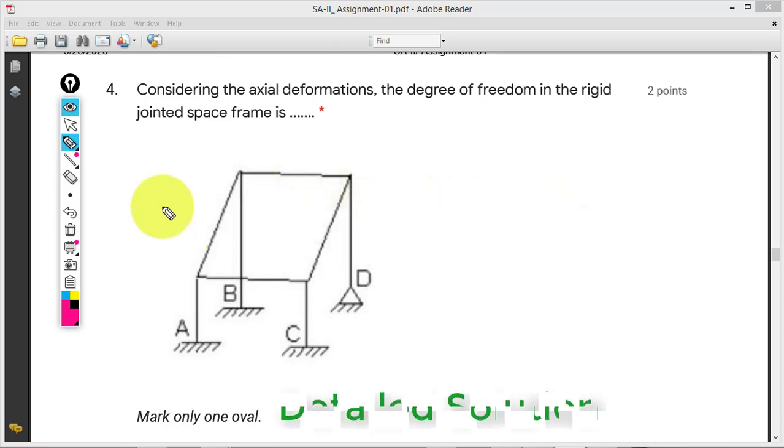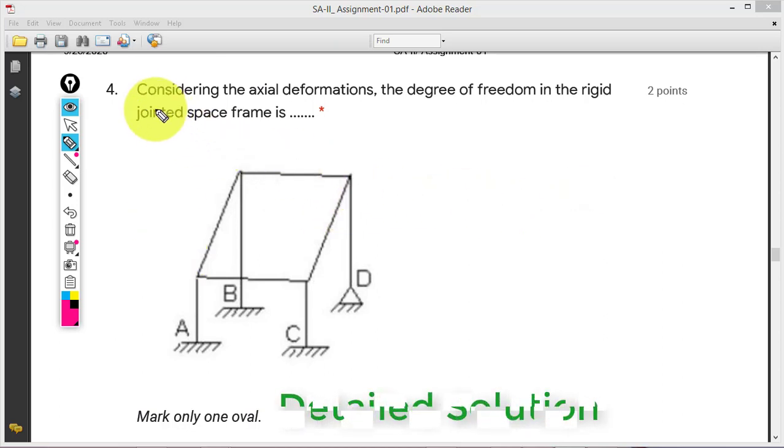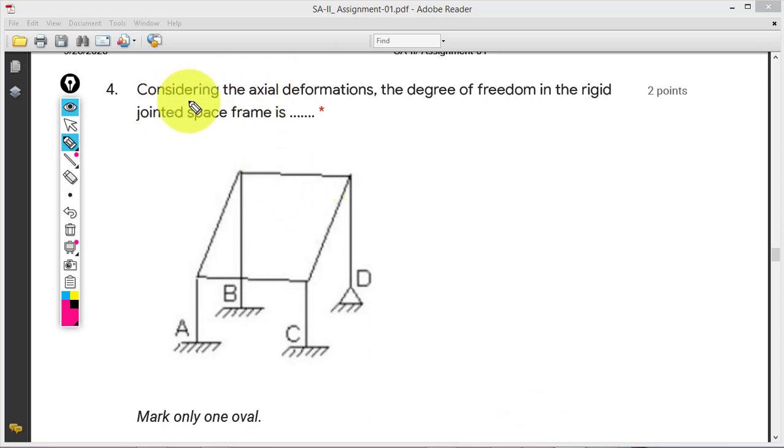In this video we will go through the solution of assignment number 1. So we'll take the first question. The first question is to find out the degree of freedom of a space frame. Considering the axial deformations, we have to find the degree of freedom in the rigid jointed space frame. Finally, you have to find what is the degree of freedom of the given space frame.